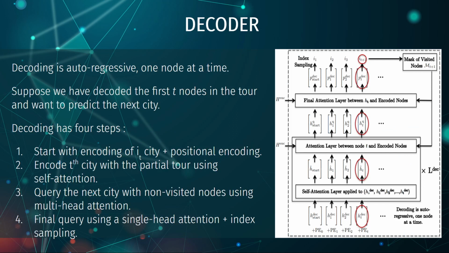Now, moving on to the decoder, the decoding is done in an autoregressive manner, one city at a time. Suppose we have decoded the first t cities in a tour and we want to predict the next city. The decoding process would have 4 steps. Part 1 would be to start with encoding the city i sub t and positional encoding. Part 2 would be to encode the tth city and the partial tour to itself using self-attention. Part 3 would be to query the next city with non-visited cities using multi-head attention. And finally, part 4 would involve generating the final query using a single head attention and index sampling.